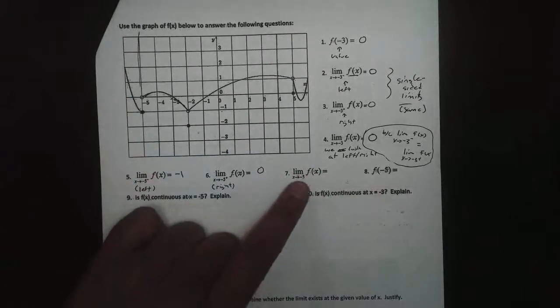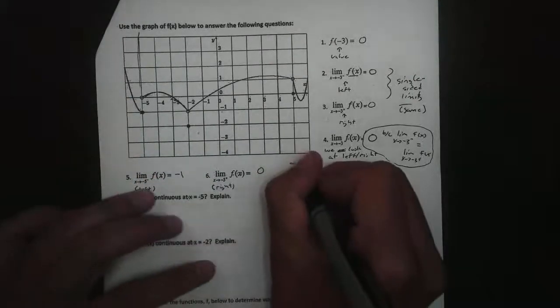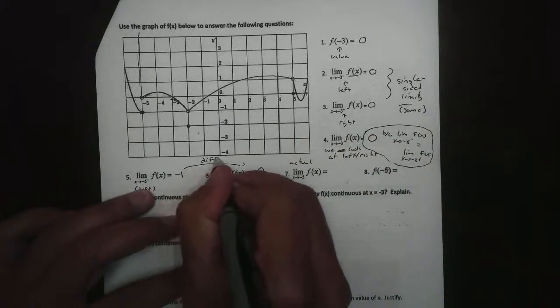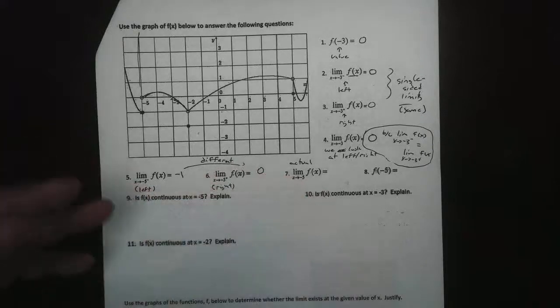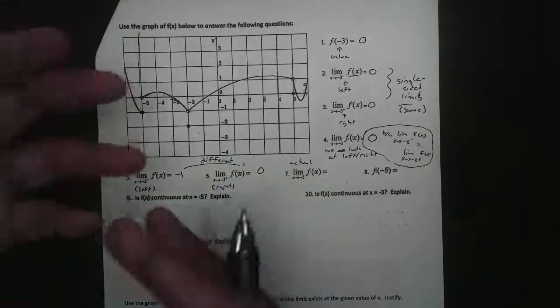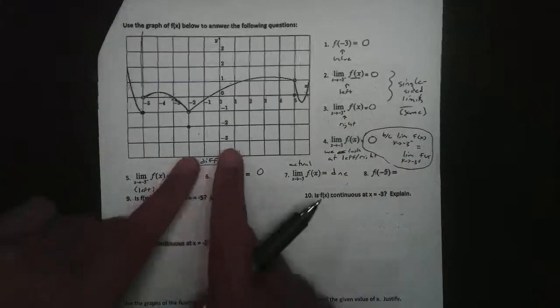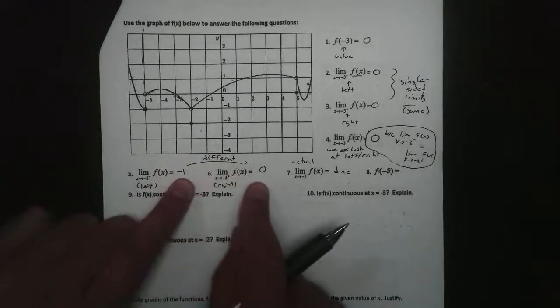So the next question says, what is the actual limit? Well, these are different. They're not the same. We're not approaching the same value. So what's that telling me about the limit itself? It does not exist, because they're not the same. My left and the right hand aren't the same.